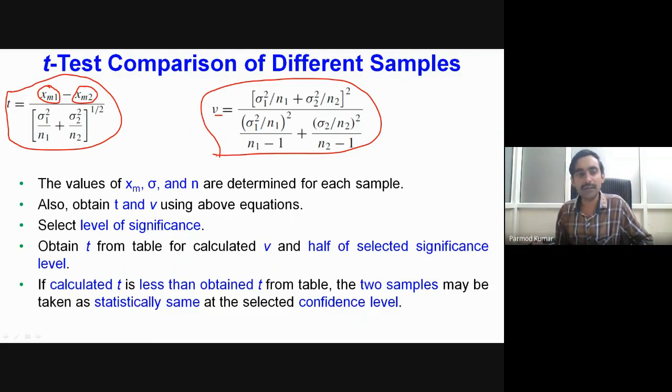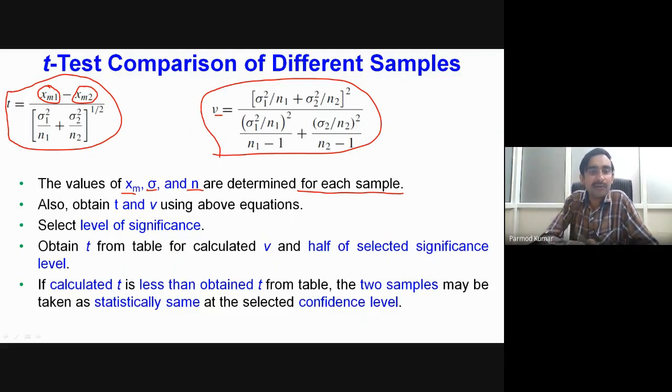Okay. So let us see the procedure for how we can check whether two given samples are the same or not. The procedure is, first, the values of xm, sigma and n are to be determined for each sample. So this is the primary requirement: we should know the value of mean, standard deviation and sample size for the individual samples. Obviously, because these will be required in the formulation of t and degrees of freedom.